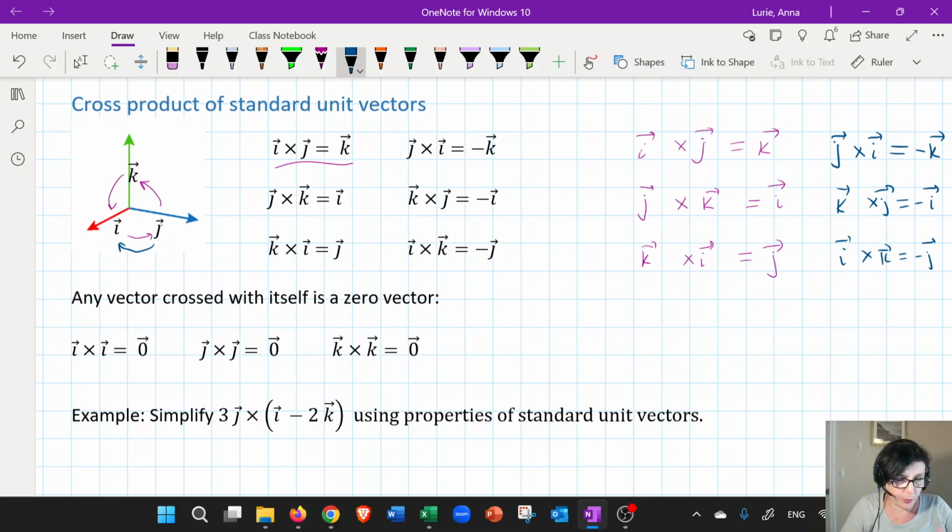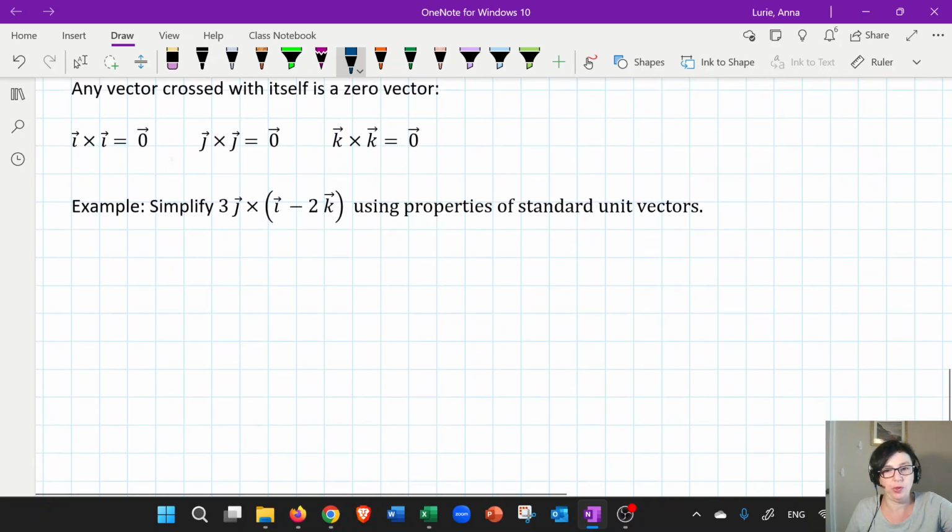The reason, by the way, why that happens, if you know anything about determinants, if you cross two vectors, then the second and the third row, if they're the same or even proportional to each other, the determinant is equal to 0. So this is one of those properties of determinants. If two rows or two columns, doesn't matter, are proportional, the answer is 0. So that's why a cross product of a vector with itself is always going to be 0.